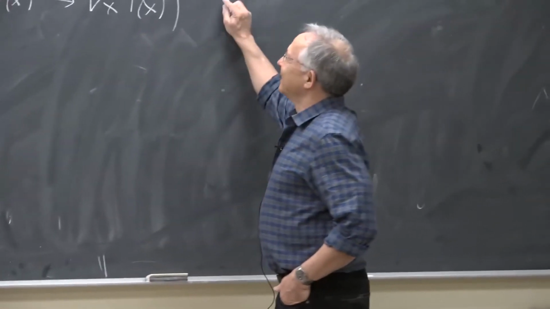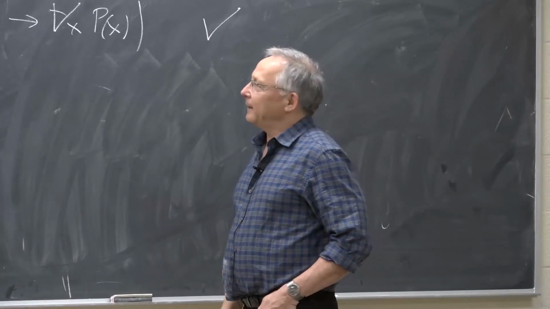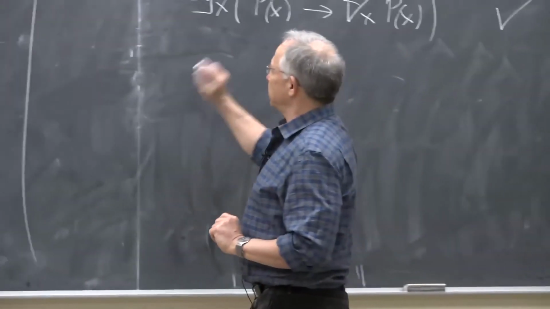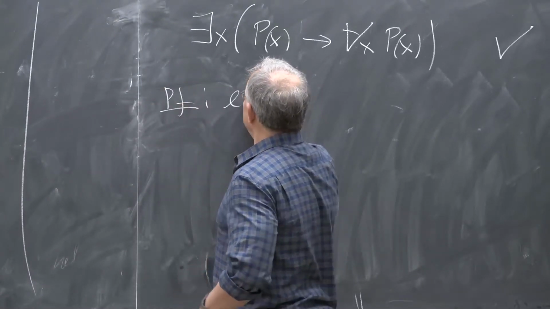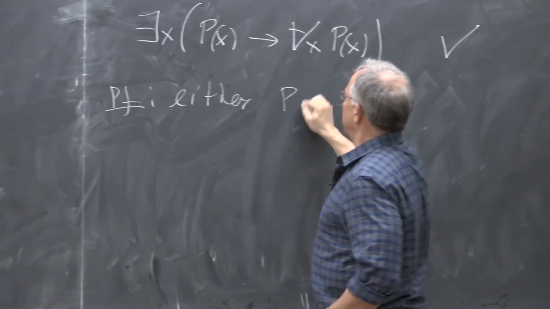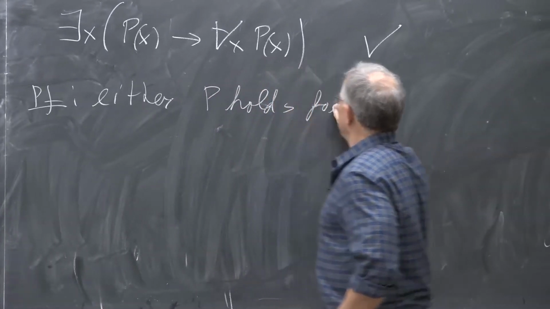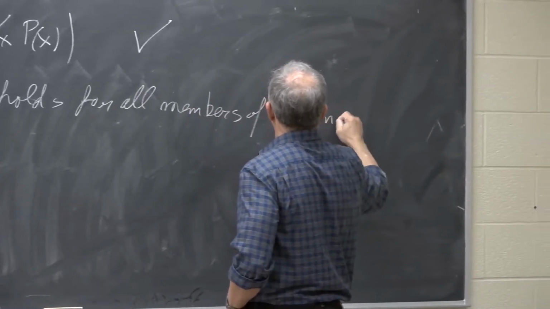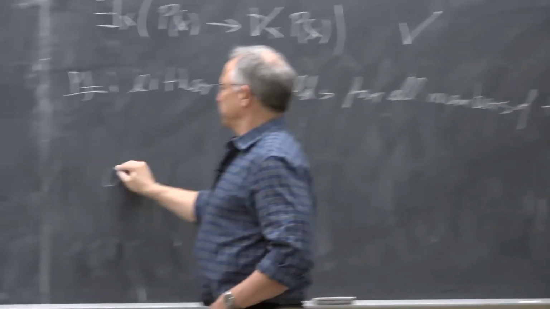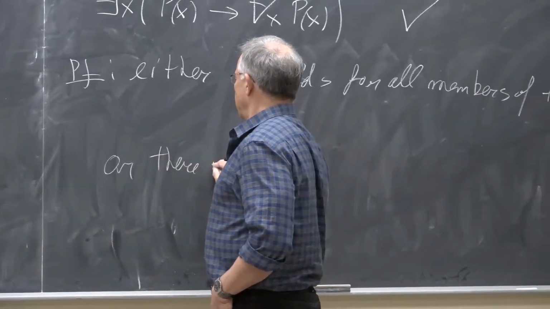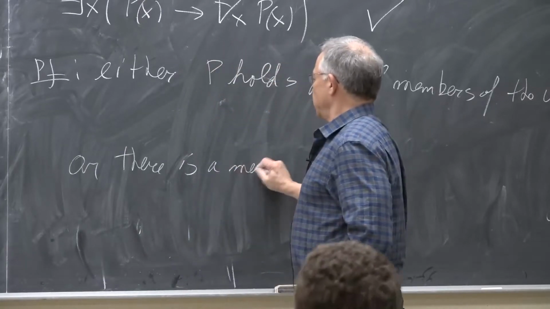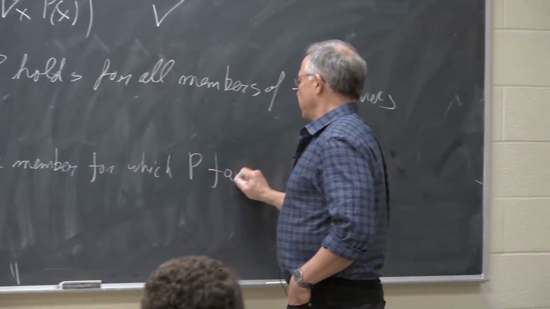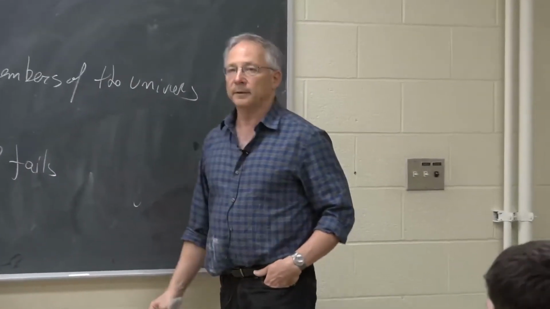So this is a logical formula. The idea to show it is to consider two cases. Here is the proof. Either P holds for all members of the universe, or there is a member for which P fails. This is a very clear dichotomy.